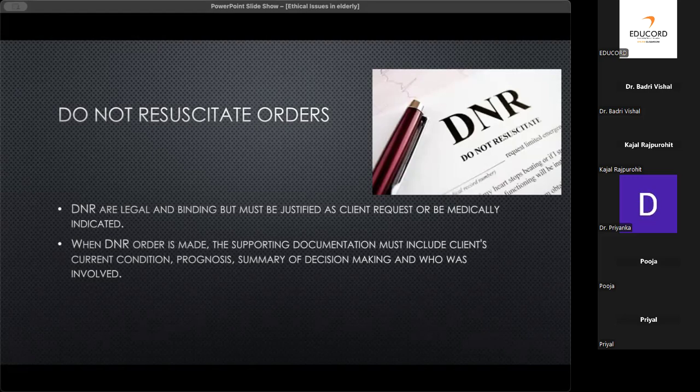Now for making this DNR, all the supporting documentation should be attached, which is the patient's current condition, prognosis, summary of decision making, and who was actually involved in it. A patient alone cannot decide that he or she does not want to be resuscitated. It has to be done medically. If the patient is terminally ill and does not have much hope of living longer, then we can give a DNR to that patient, when we know the patient is on the last leg of his or her life. After a thorough examination and thorough decision making along with other medical professionals, a DNR can be given to a patient. I hope this is clear to everyone.